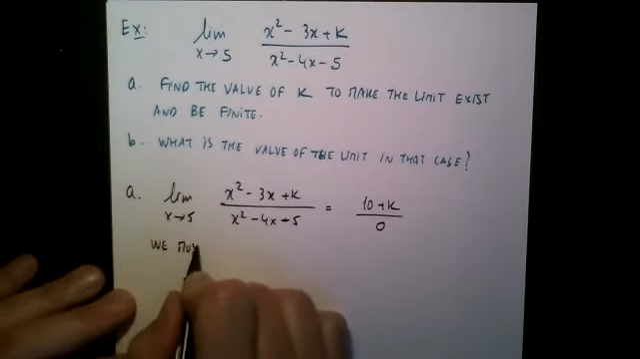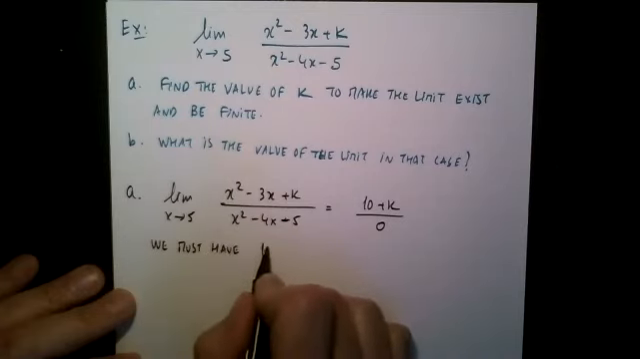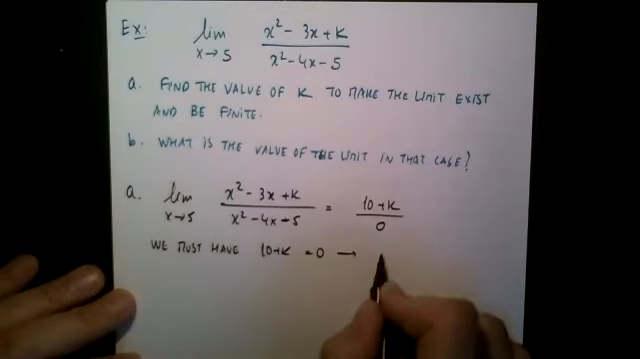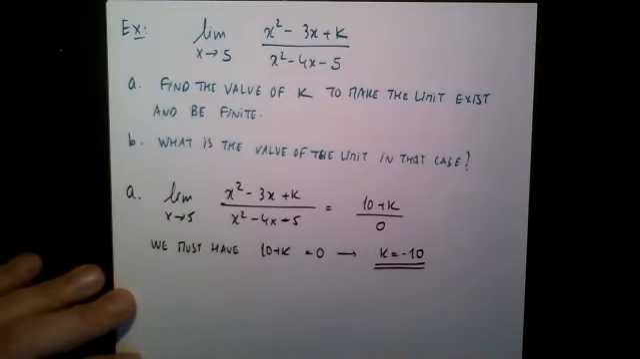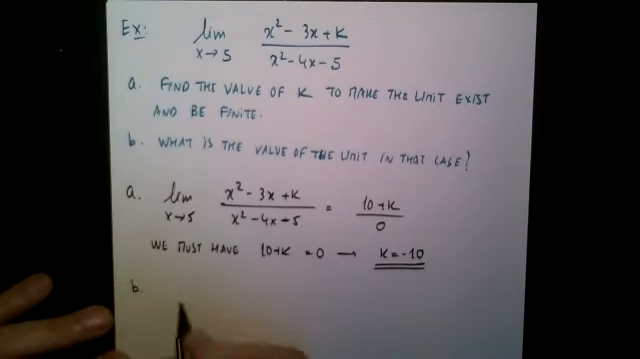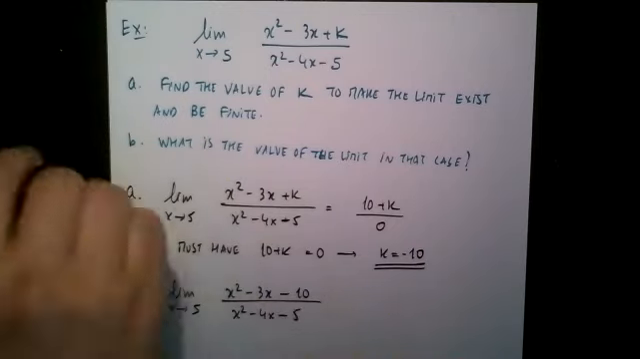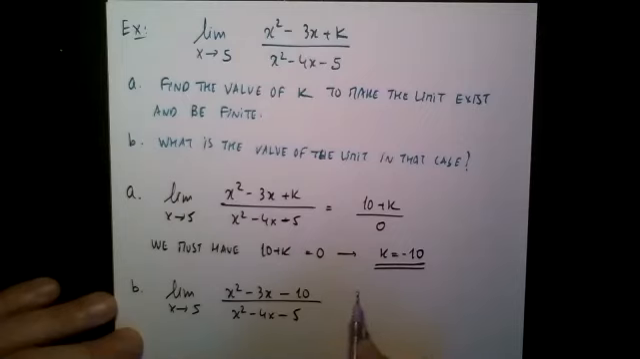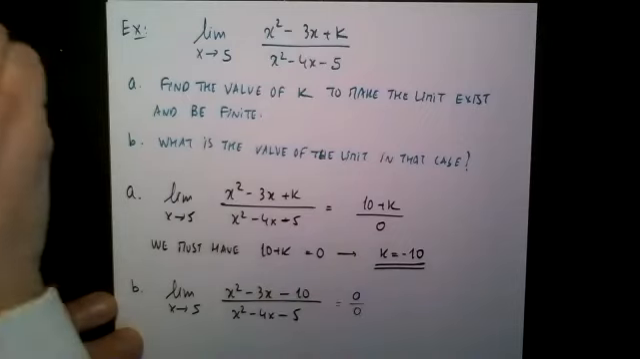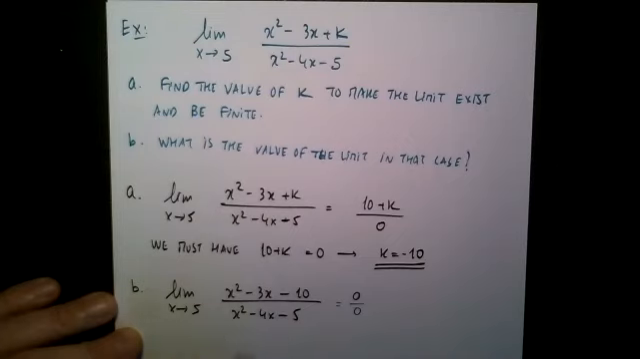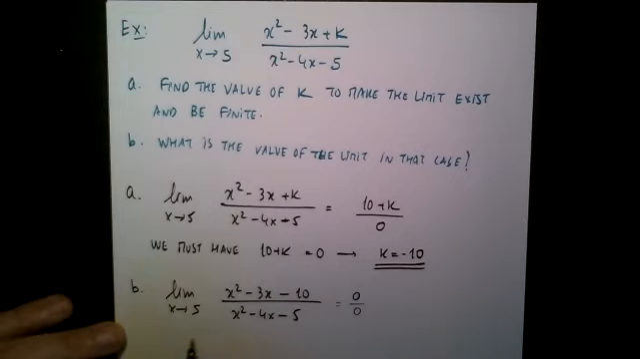So we must have 10 plus k equals 0, which means that k is equal to negative 10. Okay, and then B, what is the limit in that case? (x² - 3x - 10)/(x² - 4x - 5). So now it's a regular limit. Plug in 5 on top, 5 on bottom, you get 0 over 0. And now either you factor or you do L'Hopital's rule, whatever you prefer. Okay, and in both cases you will get what?